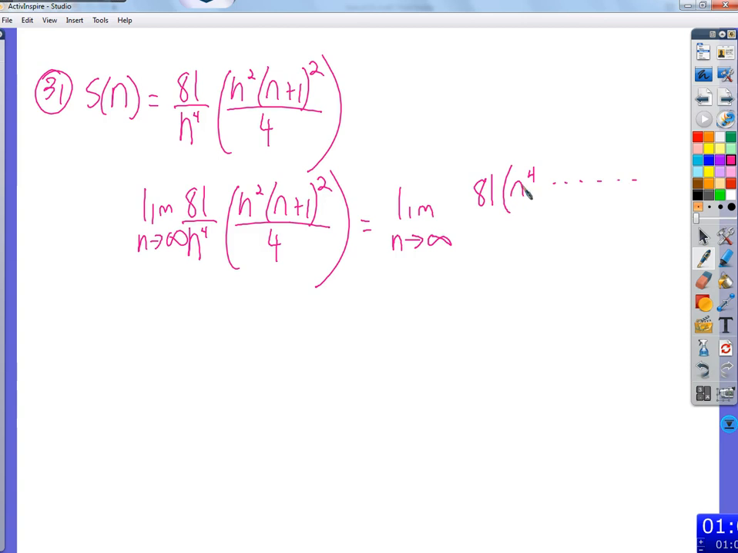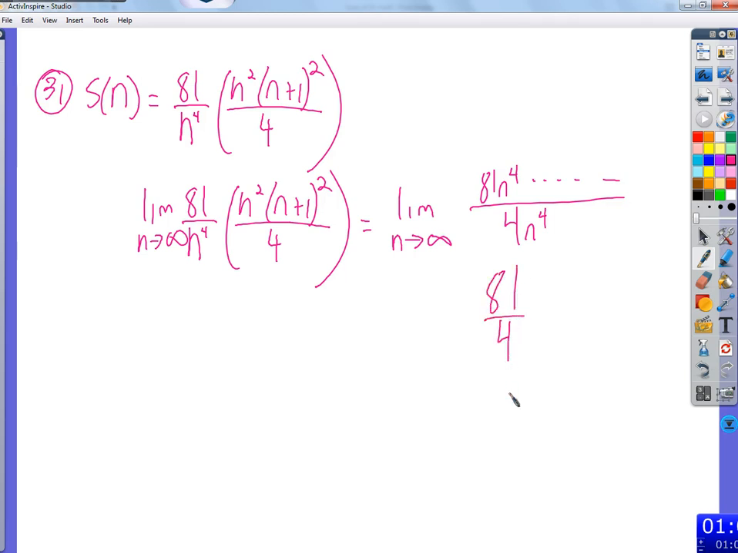Yes, n to the fourth will be so big that this will be nothing. We'll distribute the 81 and the n to the fourth and all that other stuff, and what we'll wind up with is 81 n to the fourth, something, something, something, over 4 n to the fourth. This is the only term that matters in the numerator, and the only term that matters in the denominator when n is so big. So we get a ratio that approaches 81 over 4.